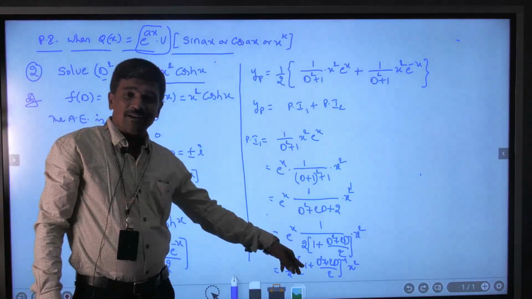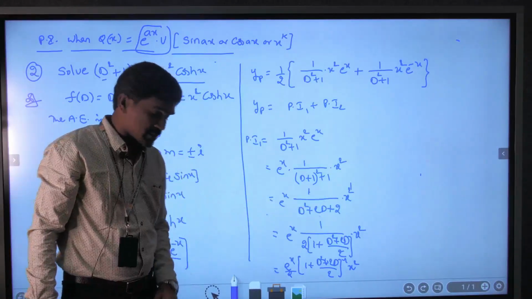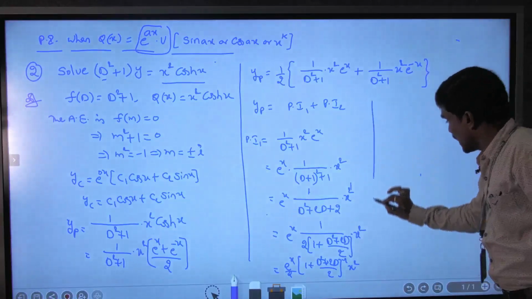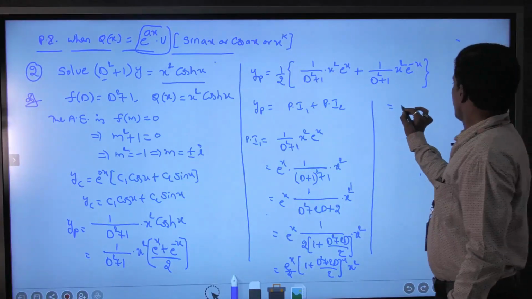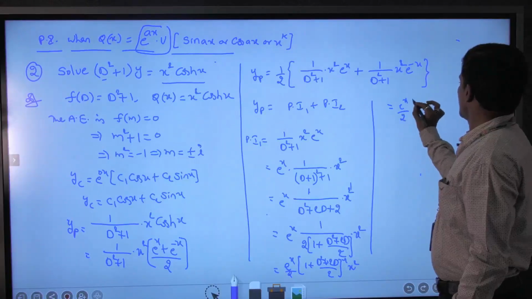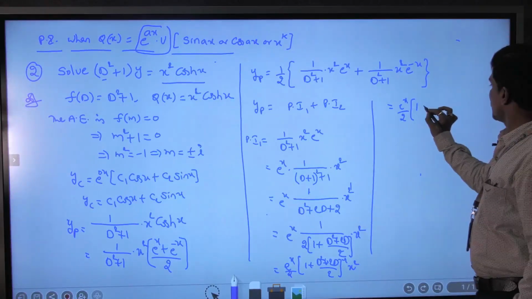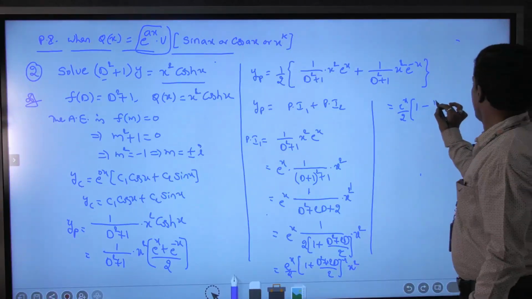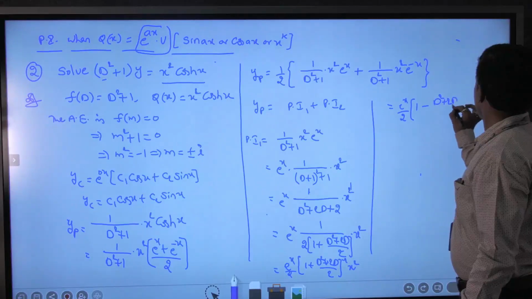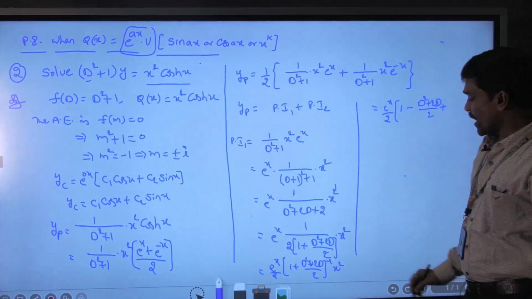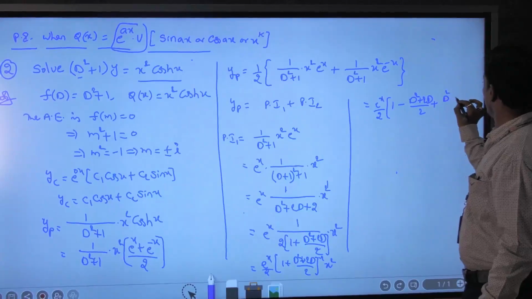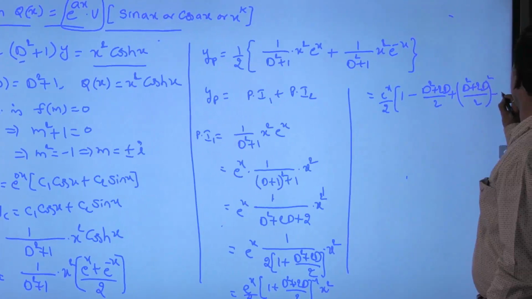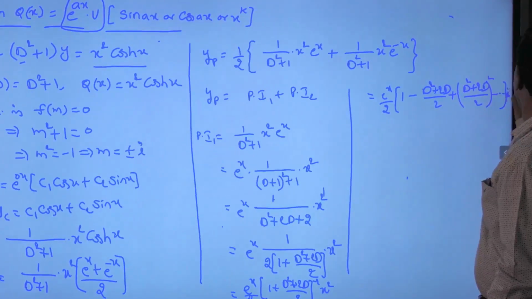Right, now write the expansion of (1 + D) inverse. What is the (1 + D) inverse expansion? Here it is written as e^x by 2 into, what is the expansion? So 1 minus D. What is D here? In place of D we have (D² + 2D) by 2, plus ((D² + 2D) by 2) whole square and so on, into x².